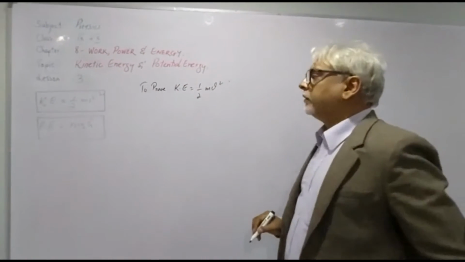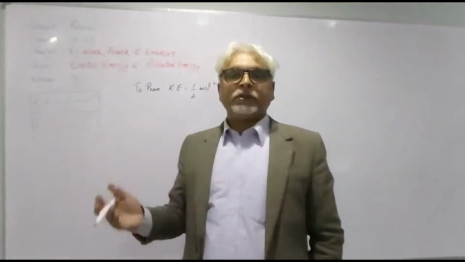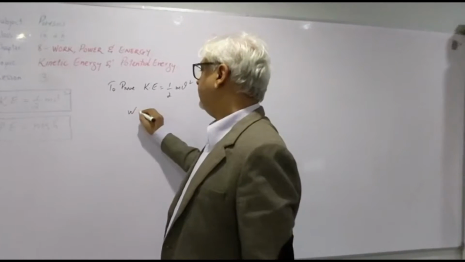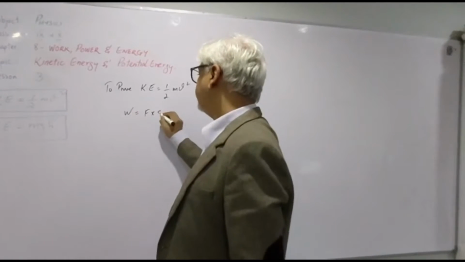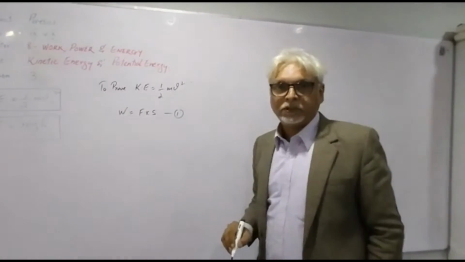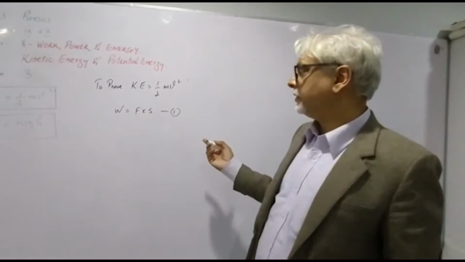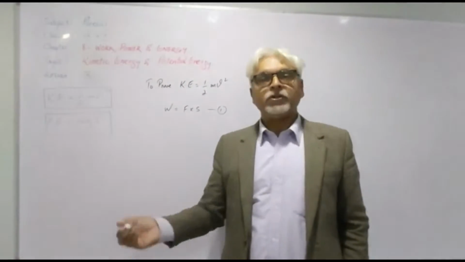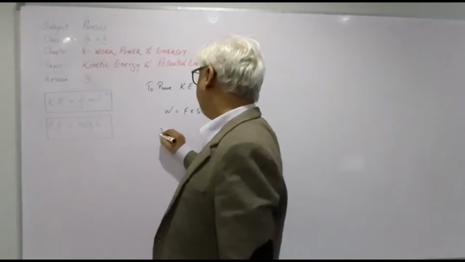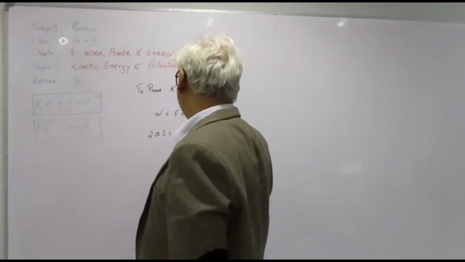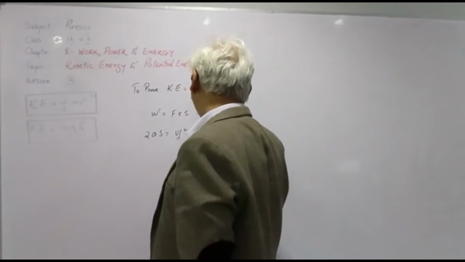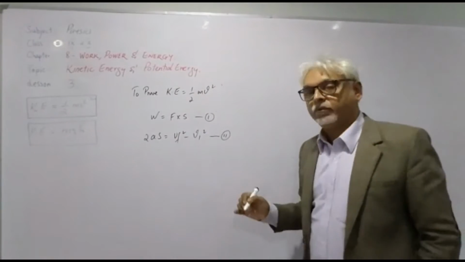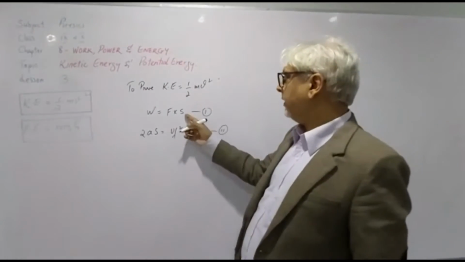Now you know that the ability of a body to do work is called energy, and work can be defined mathematically as force times distance. This is our first equation: work is equal to force times distance. According to the third equation of motion, we know that 2as is equal to vf squared minus vi squared. This is our second equation. Now we need to find the value of s from here.